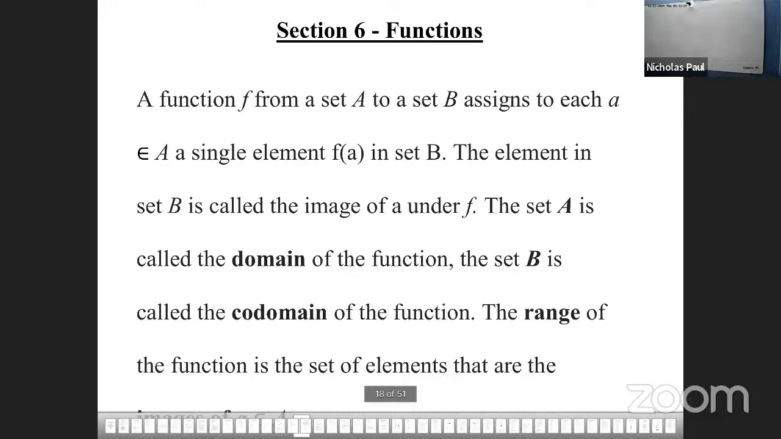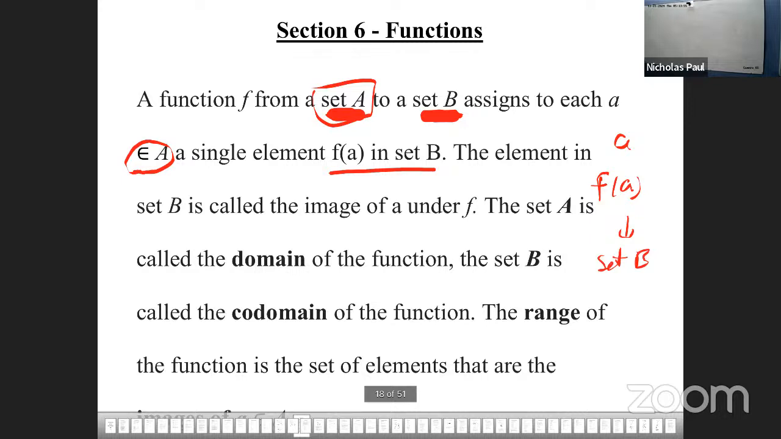A function f from a set A to a set B assigns to a, which is an element of A, f of a in the set B. Does that make any sense? Here, what it's saying is that a comes from this set A, and if you find f of a, it will belong to the set B.